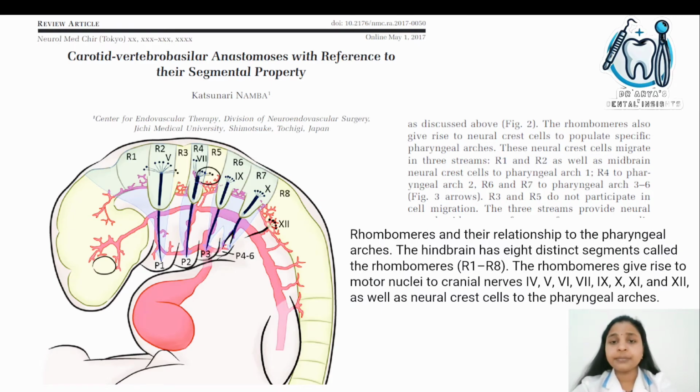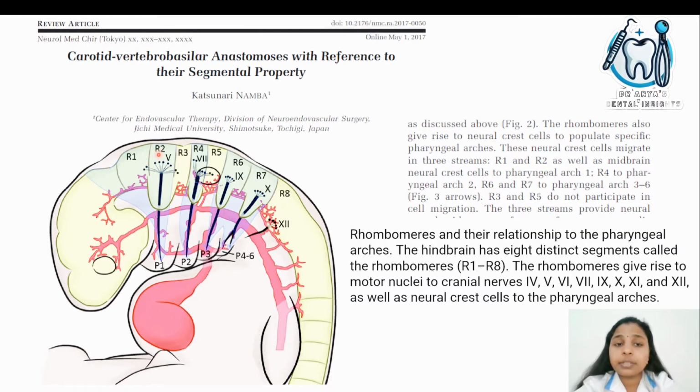According to this article, the rhombomeres and their relationship to the pharyngeal arches are mentioned here. This is the hindbrain. It has 8 distinct segments. They are called the rhombomeres. And these rhombomeres give rise to the motor nuclei to the cranial nerves 4, 5, 6, 7, 9, 10, 11 and 12, and also the neural crest cells to the pharyngeal arches. So rhombomeres also give rise to neural crest cells to populate the specific pharyngeal arches.